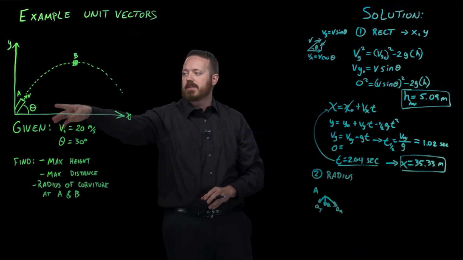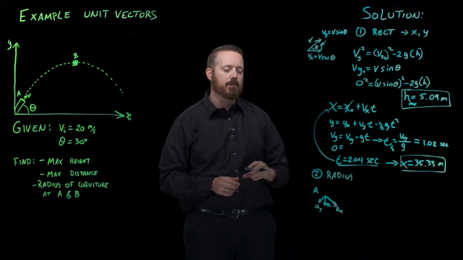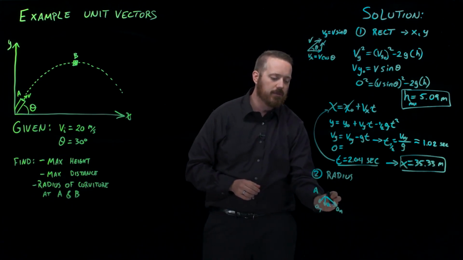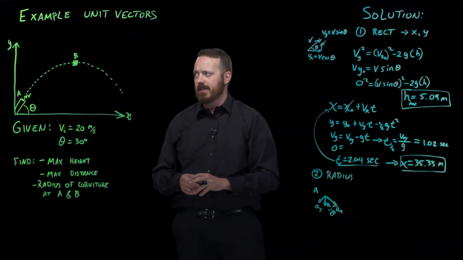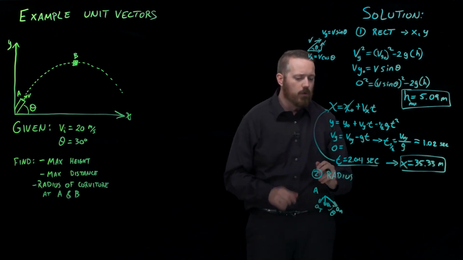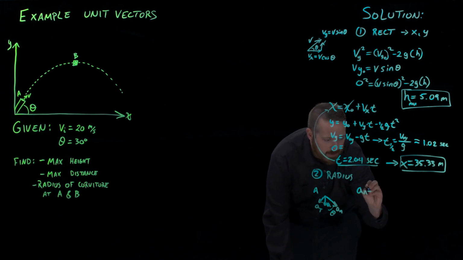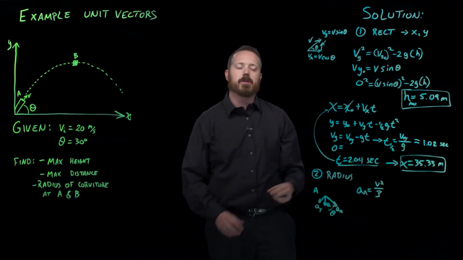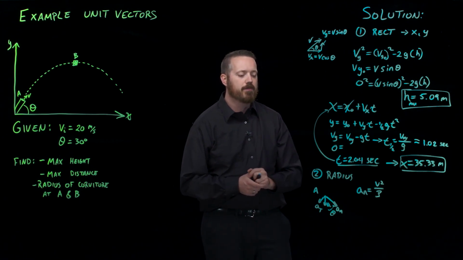Now, based on the angles here, since we know this is theta, if you do a little bit of trig, you'll find out that the angle between these two is also that same theta. So it's also going to be 30 degrees based on how these angles are set up. So we know that the normal acceleration is equal to the velocity squared over the radius of curvature. That's a definition that we know from how we've defined these types of unit vectors.